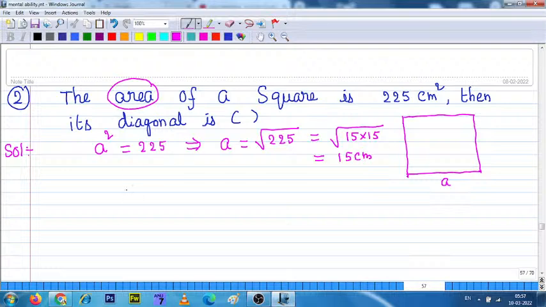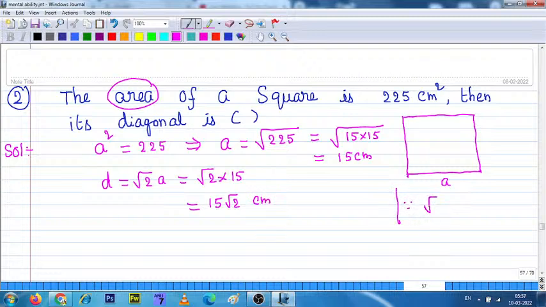If side is known, how to find the diagonal? Diagonal is given by root 2 times side A. That is root 2 into 15. So we can write 15 root 2 centimeters. Sometimes you can also simplify the root 2 value. Root 2 is approximately equal to 1.414. If you wish, you can multiply 15 into 1.414 and write down your answer. This will be your answer. You try this at home. Right. Try to calculate it.